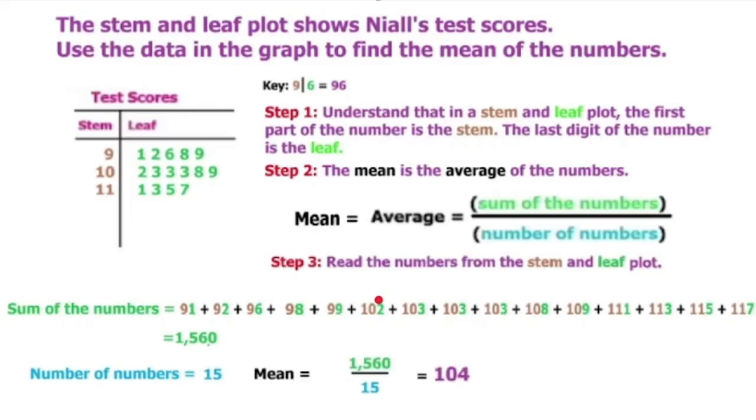So we take 1,560 divide by 15 and it equals 104, and that's the mean. Okay, and it's that simple.